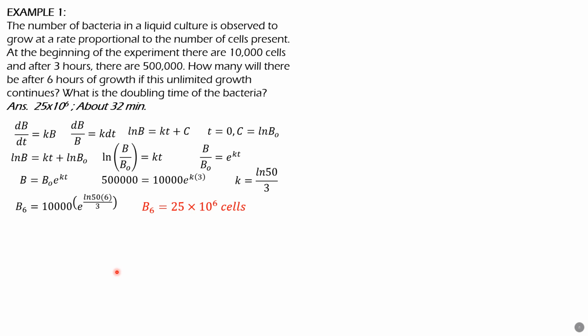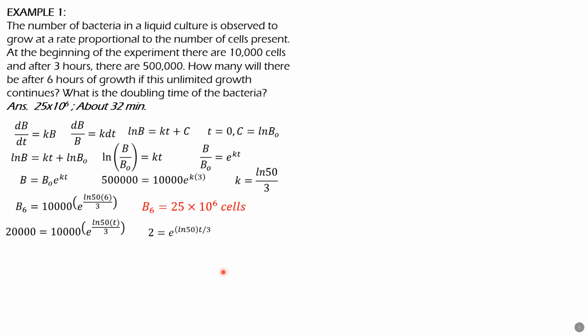So for the second question, the doubling time of the bacteria, the population will double. So it is 2 times 10,000 or 20,000. 20,000 equals 10,000 e to the ln of 50 over 3 times time t. So this is 2. 2 equals e to the ln of 50 times t over 3. So taking ln of both sides, ln of 2 equals ln of e to the something, and ln of e to the something is just something.